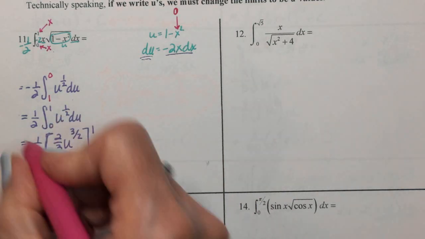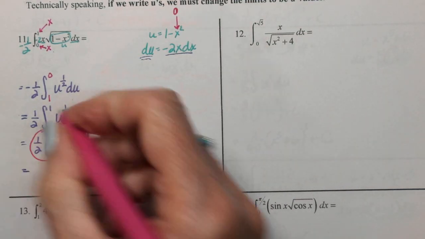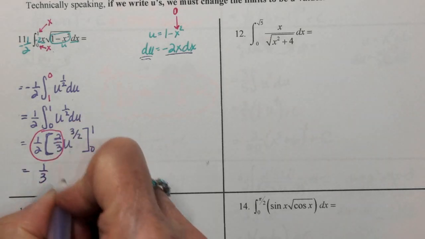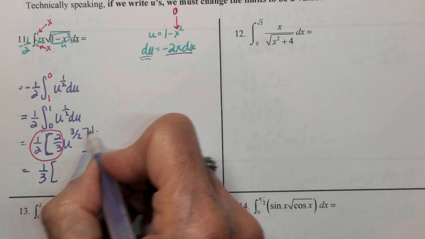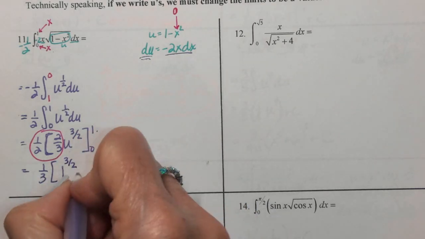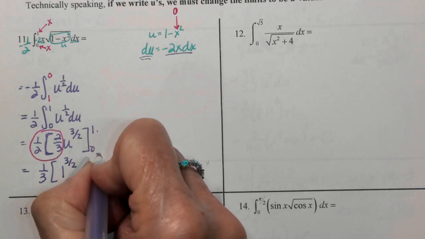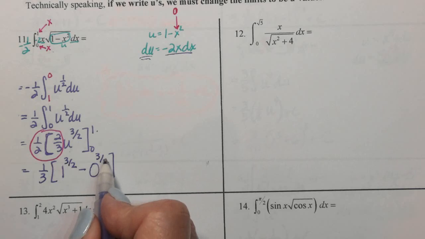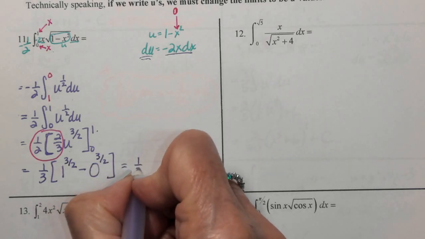First I'm going to multiply these two together. 1/2 times 2/3 is 1/3. And now 1 goes in for u, minus 0 goes in for u. 1 to a power is 1, 0 to a power is 0, so this is just 1/3.